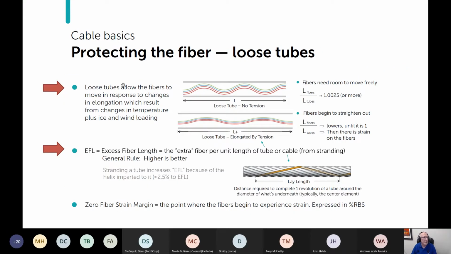Okay, next up under cable basics is the loose tube concept, because 99.99% of ADSS that's used in the world today is loose tube construction. The option would be tight buffer construction. I won't talk about it though, because as I say, the overwhelming majority is loose tube construction.